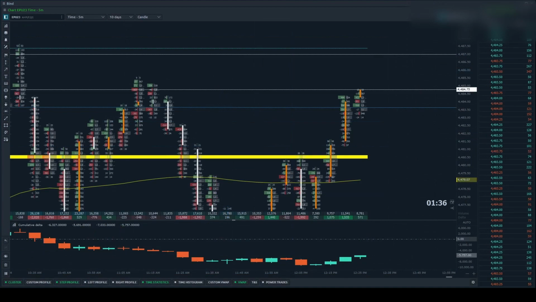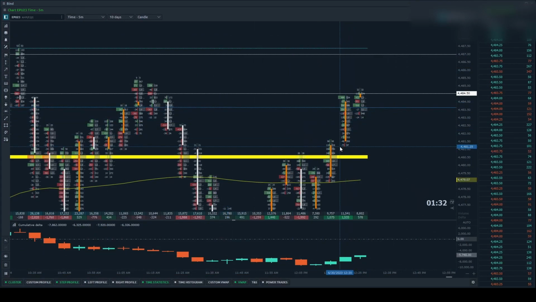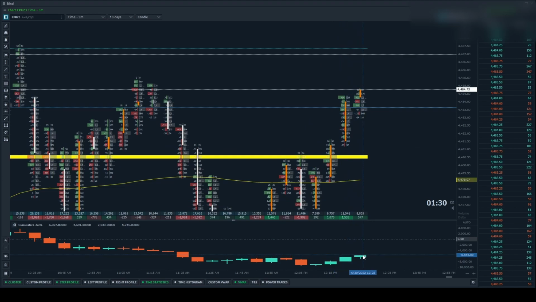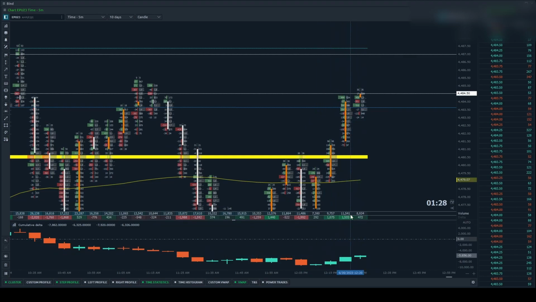You can look back at this delta chart. You can see all this buying over here. Your cumulative delta is moving up, your volume's increasing.